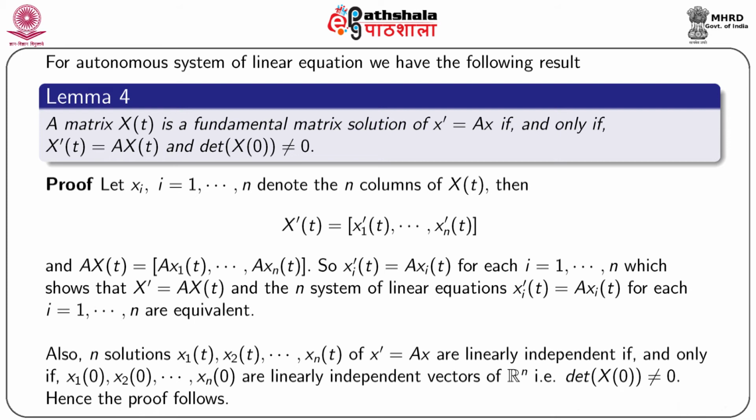Also, n solutions x 1 t, x 2 t dot dot x n t of x dash equal to A x are linearly independent if and only if x 1 0, x 2 0 dot dot x n 0 are linearly independent vectors of R n, that is determinant of x 0 not equal to 0, and hence the proof follows.